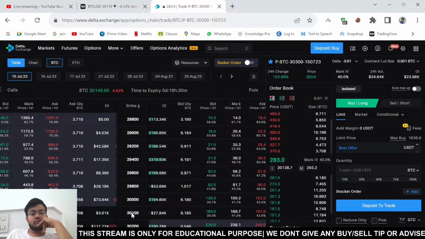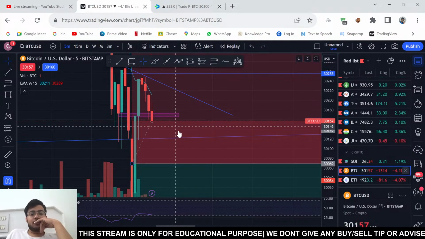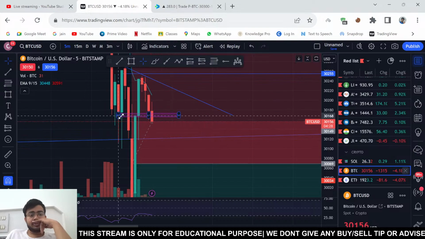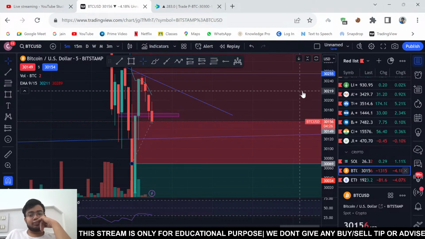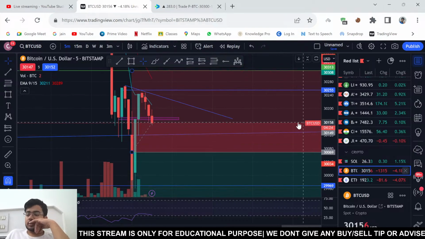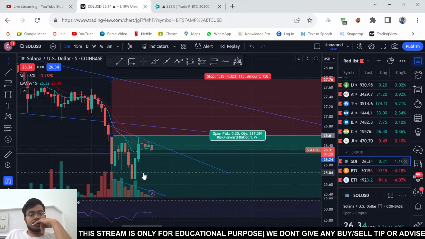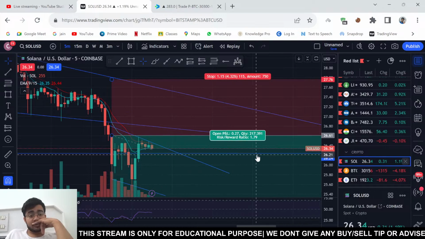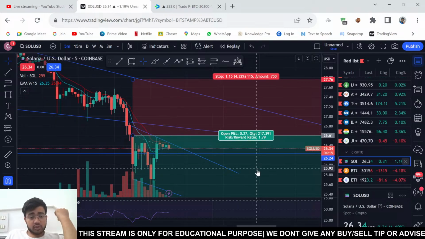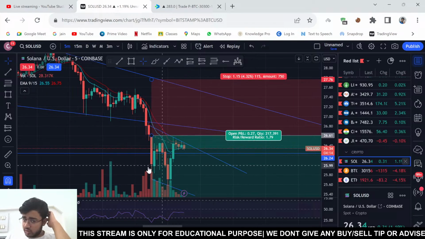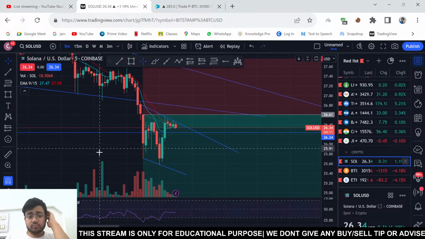These big movements do indicate a lot about the market. Pull down. Good. Solana is taking rejection, 5 minute time frame. Good. This is indicating that what I've done is good.